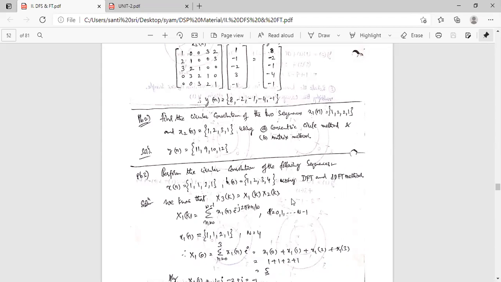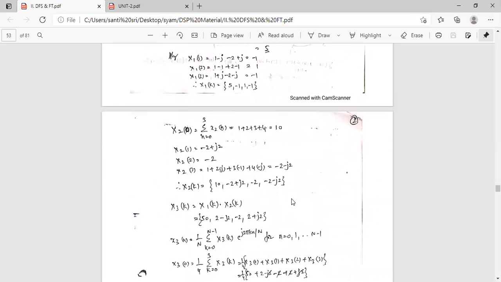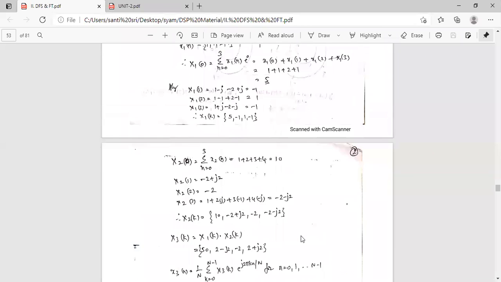And what is the formula for the inverse discrete Fourier transform? That is x of n equal to 1 by N into sigma k equal to 0 to N minus 1 x of k into e power plus j 2 pi k n by N, for n equal to 0 to N minus 1. Okay.